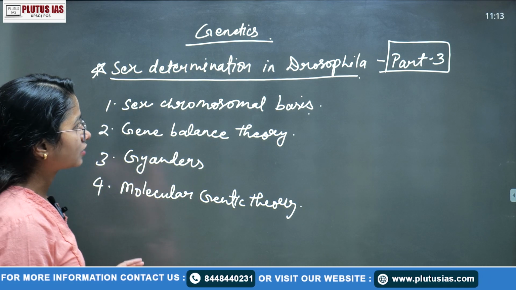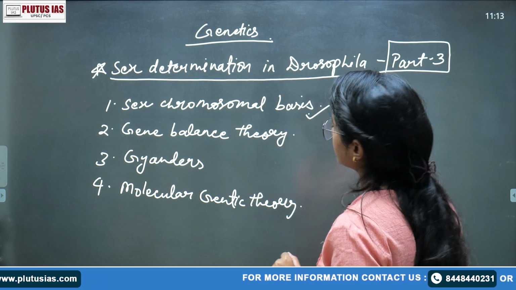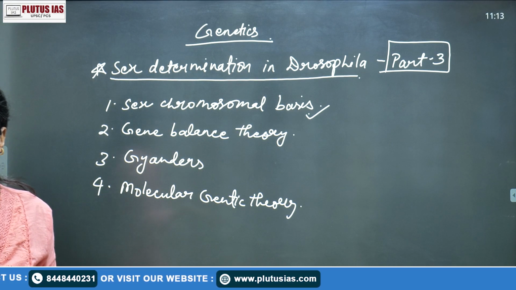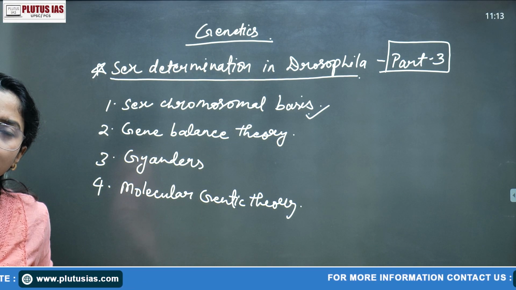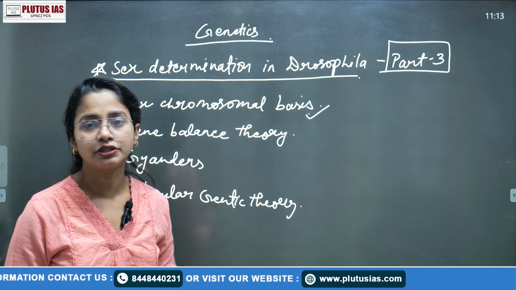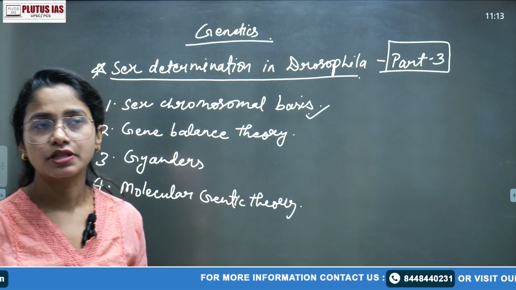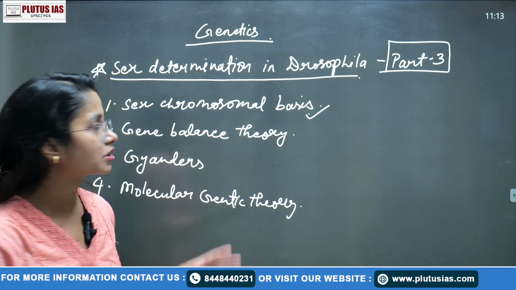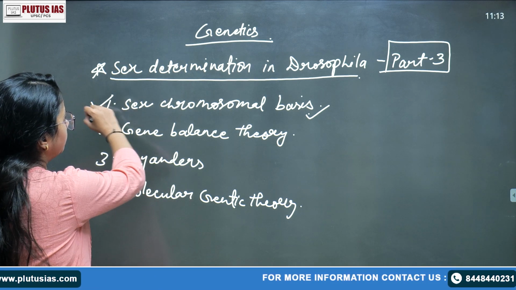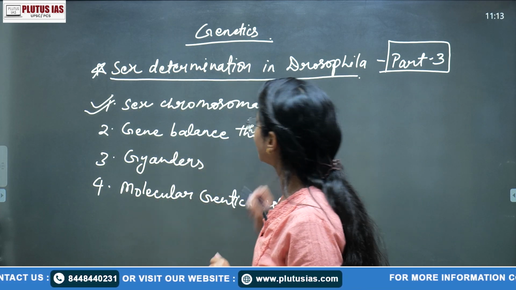right? So in part 1 and part 2 we have covered the sex chromosomal basis theory, the XX-XY, ZZ-ZW and all the related aspects on the basis of sex chromosomes. In part 2 we talked about the heterogametic male and heterogametic female, and we also included other examples such as grasshopper, moth, and so many things. So we have covered this topic completely. Today we'll cover the gene balance theory.